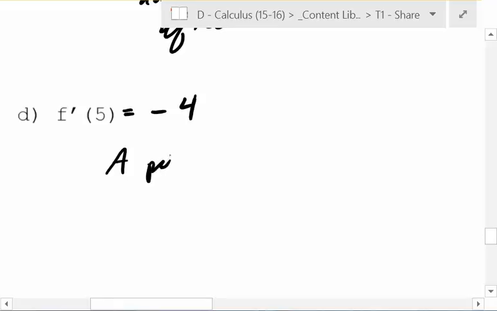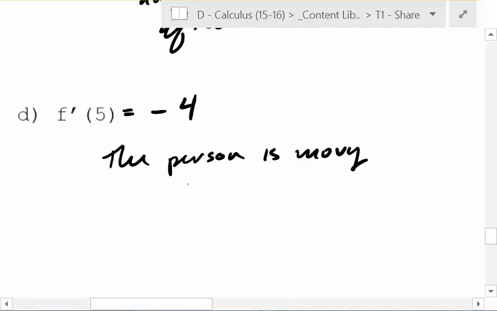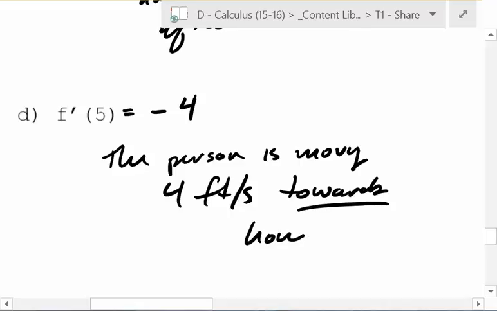The person is what? What's going on now? Moving 4 feet per second backwards. Yeah, the person is moving 4 feet per second towards home. Is that important? Yes, towards home.